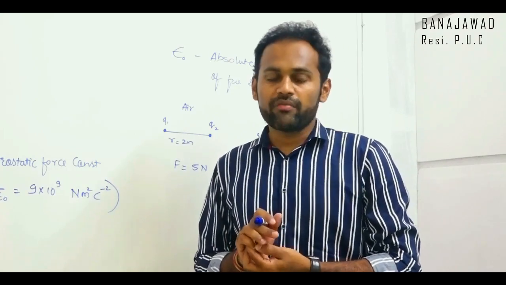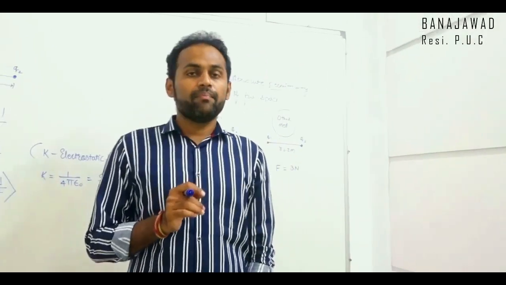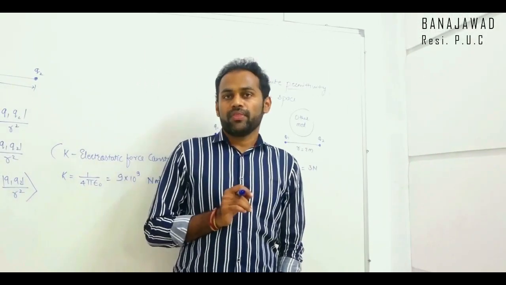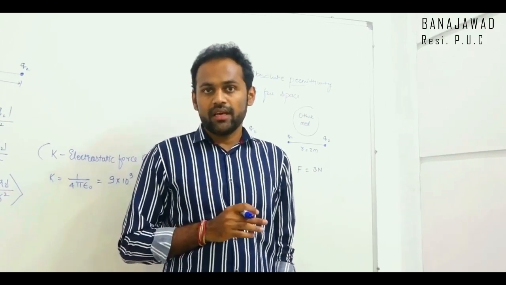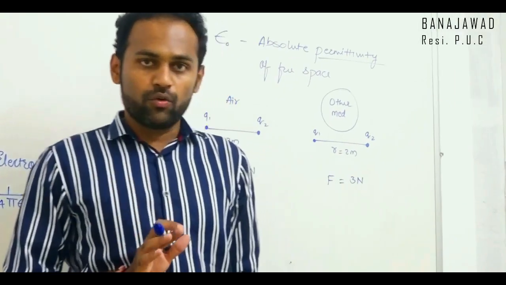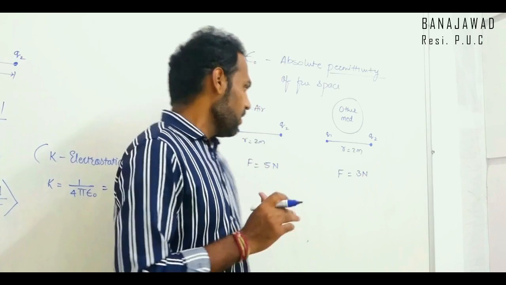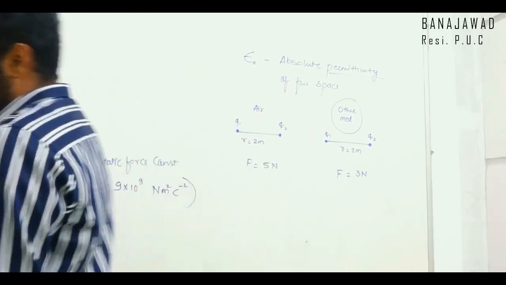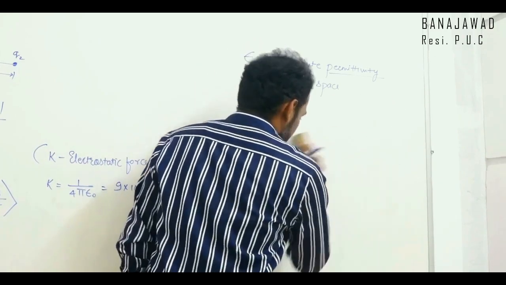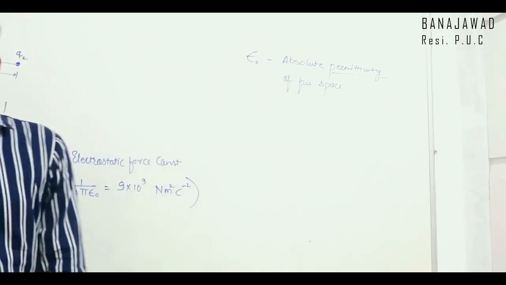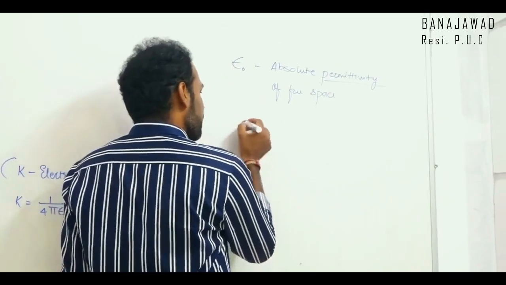So permittivity is the property of the medium which tells us about the influence of the medium on the force between the 2 charges. It determines the force between the 2 charges. That is permittivity. Well, we got to know about permittivity now. Then, what is the value of this permittivity? We have written it as epsilon naught, the absolute permittivity of free space. There is a standard value for this.